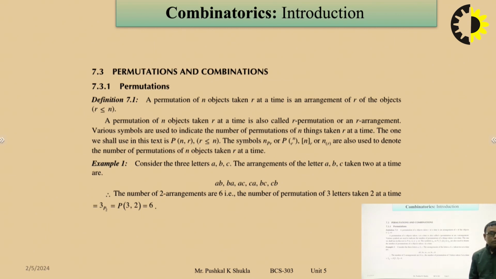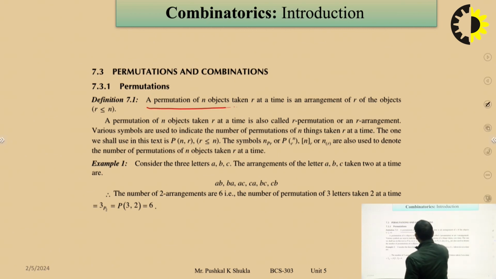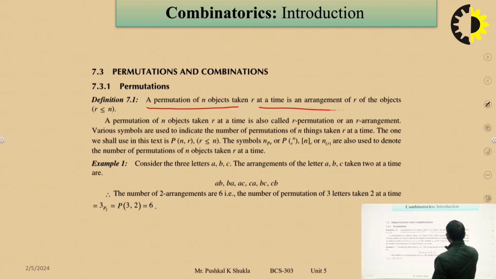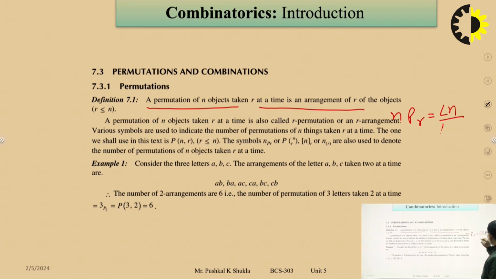Permutation. What is permutation? Permutation is basically an arrangement of R things out of N things. A permutation of N objects taken R at a time is an arrangement of R of the objects, and it is represented by NPR. It can be written as factorial N divided by factorial N minus R.